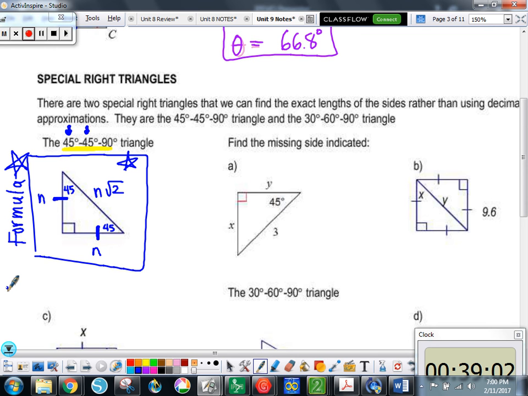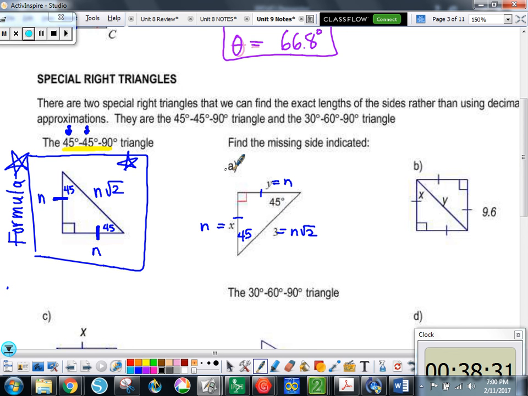Okay, looking at the next one. How do I find the missing side using my special right triangles? Well, if this is 45, this is 45. And that means these are isosceles. So the very first thing that you would do is label this triangle using this formula. So the congruent sides are both n. And then the hypotenuse is n square root 2.